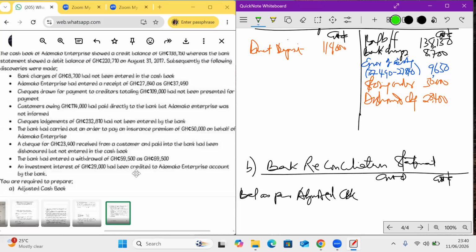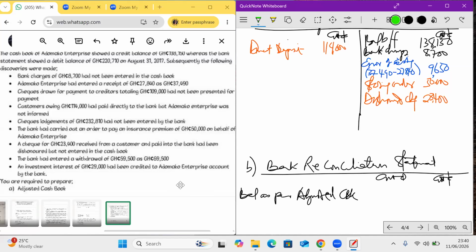Credited is going to the credit. Has given who? Me? Is it Adomako or me? Adomako. So will it increase or decrease the balance in the account? It will increase. So it is crediting in the bank account. So how will it be in the cash book? It is crediting in the bank statement, adding money to Adomako's account in the bank statement.